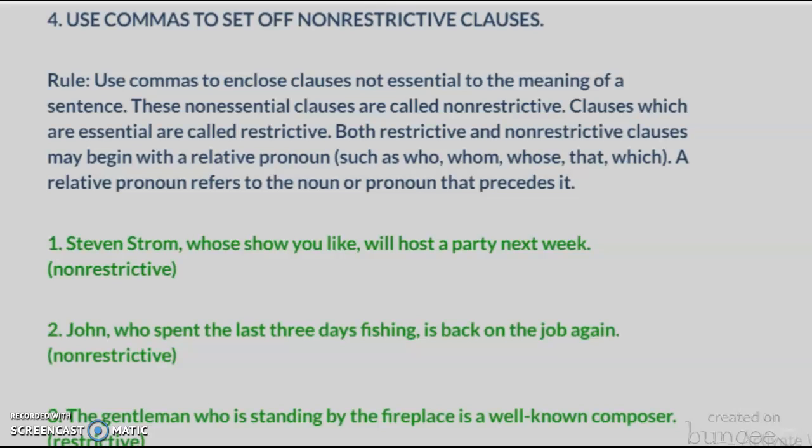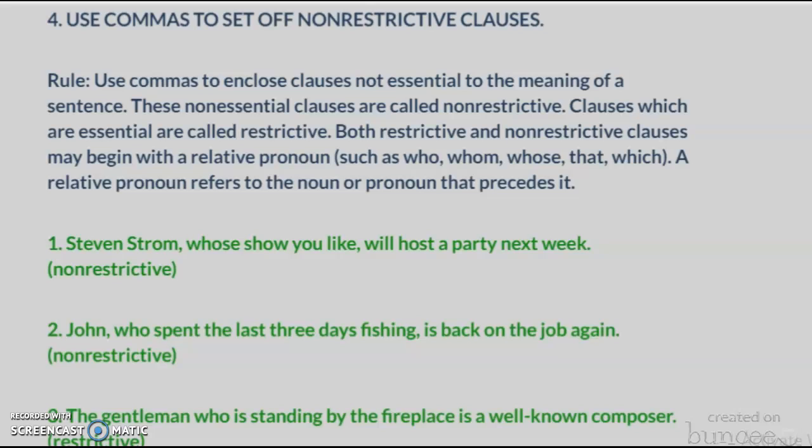The fourth is to set off non-restrictive clauses. This is a little more complicated. Here, the rule says use commas to enclose clauses not essential to the meaning of a sentence. These non-essential clauses are called non-restrictive. Clauses which are essential are called restrictive.